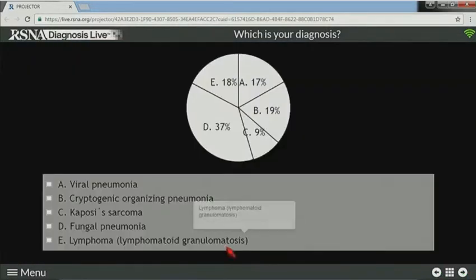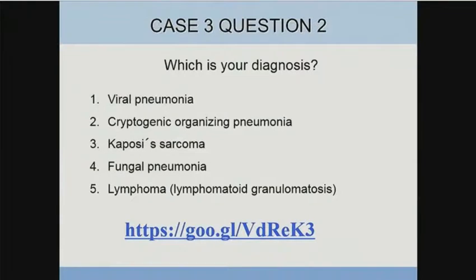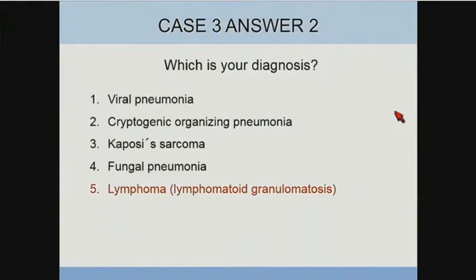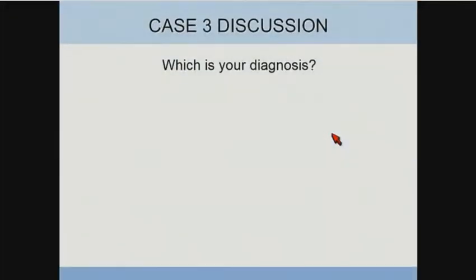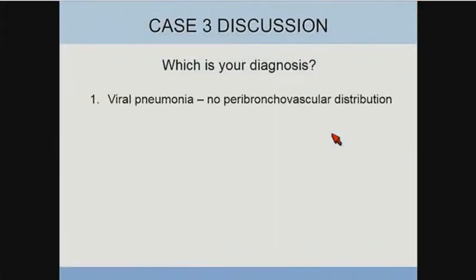Right, here we go. So the majority voted D, fungal pneumonia. We have a split vote, I should say, among all the other categories. And now, what is the correct answer? The correct answer is lymphoma/lymphomatoid granulomatosis. And why is this so? Let's look at the entities that I've given you.